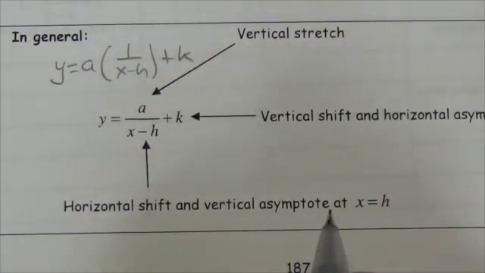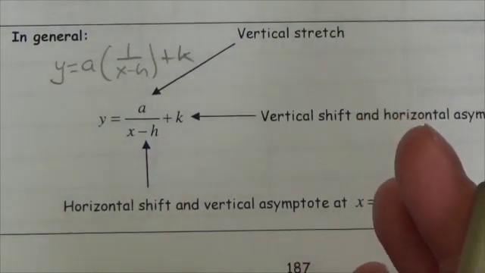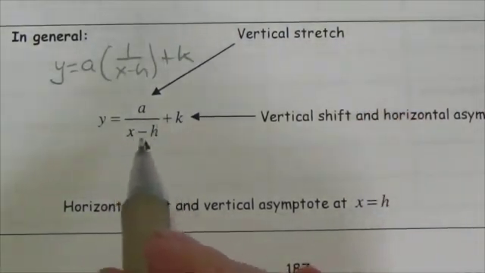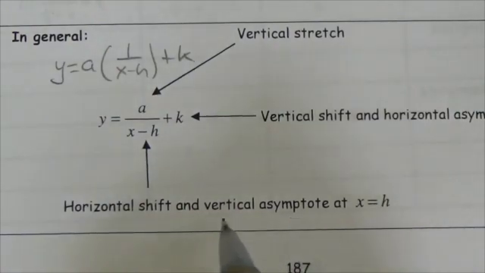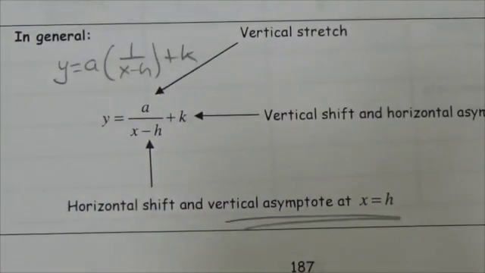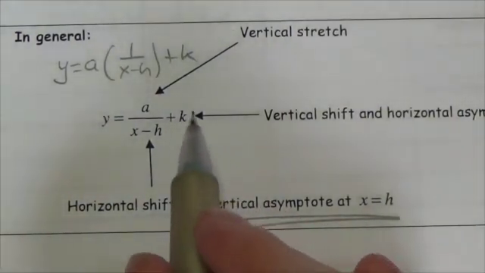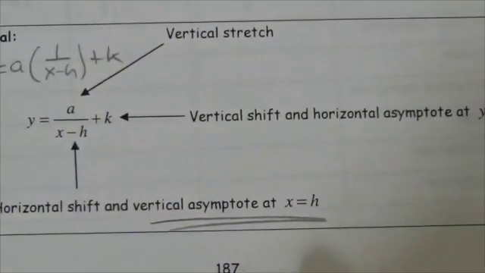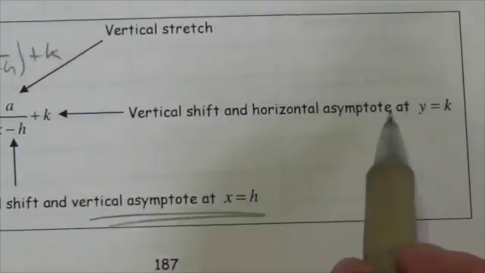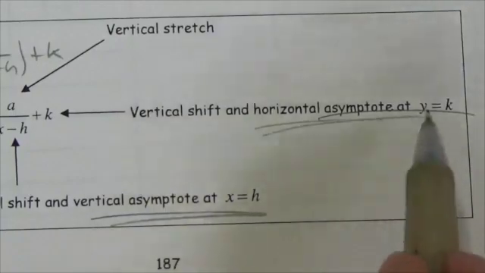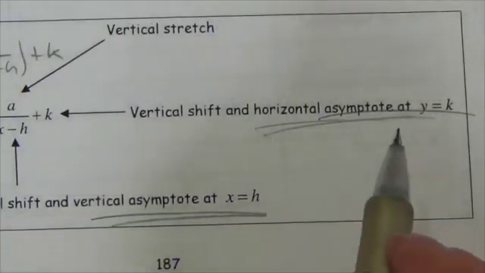because this thing has a vertical asymptote that would normally be at x equals 0, whatever the shift is, that is going to translate directly into our vertical asymptote. And then k is our vertical shift, and as a result, it ends up being also our horizontal asymptote. I was going to say vertical asymptote, but that's incorrect.